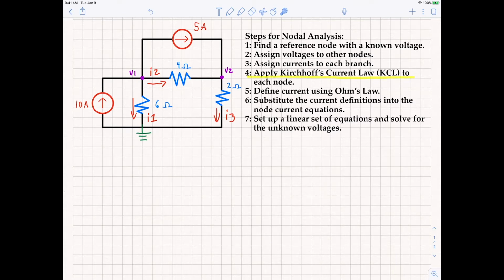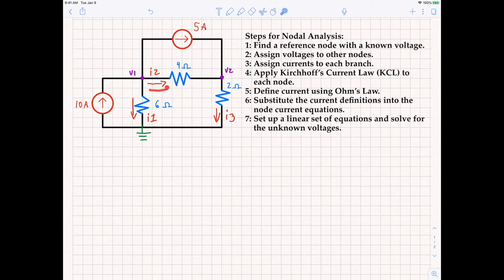The next step is step 4. Apply Kirchhoff's current law to each node. We have 2 nodes, which means we're going to add up all the currents entering the node and set it equal to all the currents leaving the node. This node right here, V1, we see that there's a 10 amp source entering the node, a 5 amp source leaving the node. Also, I1 is leaving and I2 is leaving.